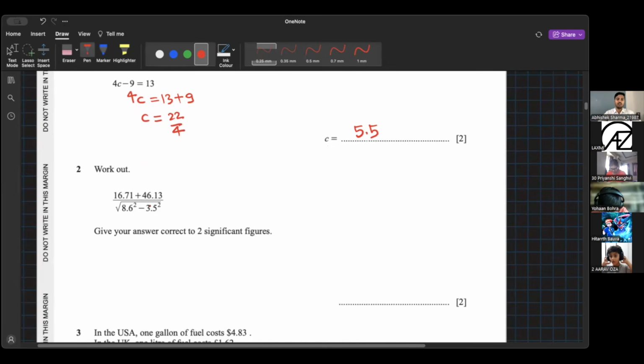Second one now, because it's a calc paper, we can directly use the calculator. It says work out. Give your answer correct to two significant figures. So in the fraction, we'll write 16.71 plus 46.13 divided by square root of 8.6 squared minus 3.5 squared. It is 7.999. That means it will be 8.0, so when we round up, we'll get 8.0.